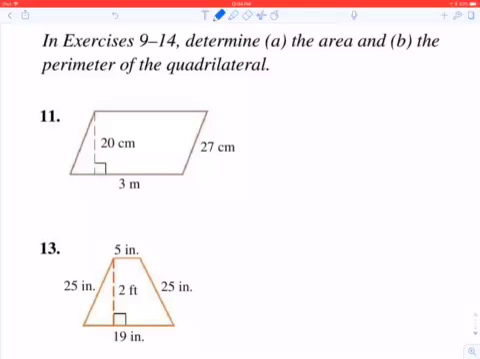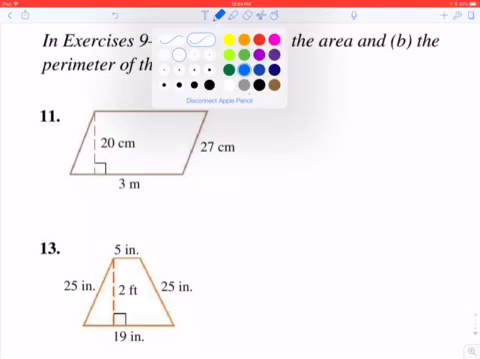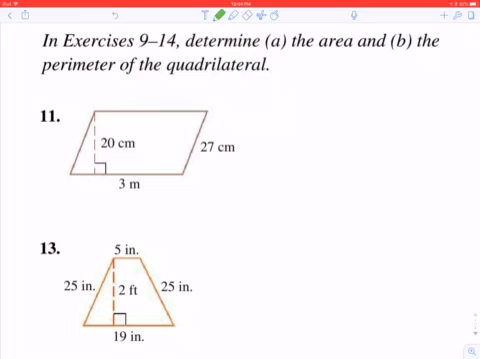This question comes in on area and perimeter. It says, in these exercises, find the area and the perimeter of the quadrilateral. If we look at this quadrilateral, notice this region here. This is a parallelogram, where two sides are parallel.